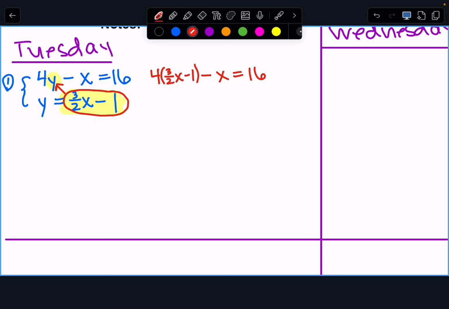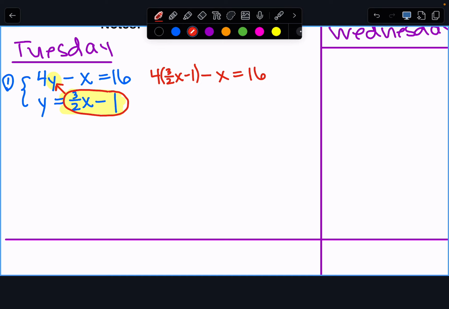Why did I put that in parentheses? Because we're multiplying, and 3/2 x minus 1 is more than one term. If we're going to multiply to something that has more than one term, it better be in parentheses. Okay? So now I want you to notice that we have an equation where there's only one variable. In this case, it's x. We only have x's in that equation. Okay?